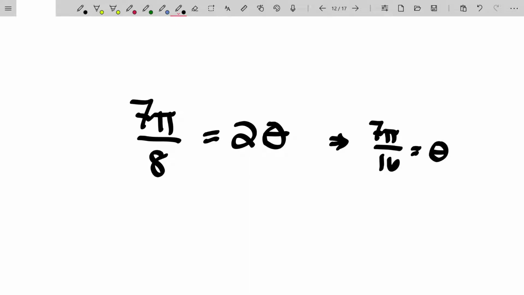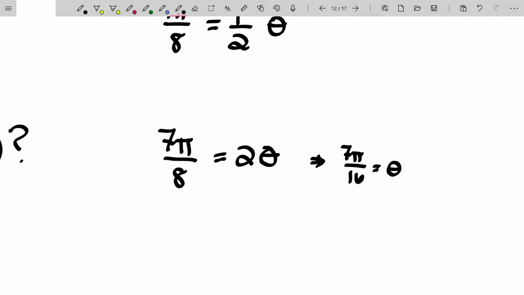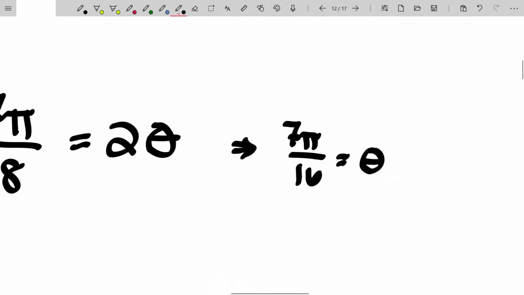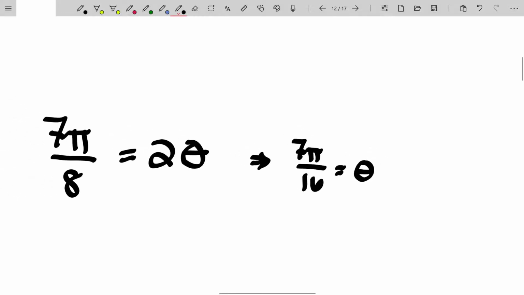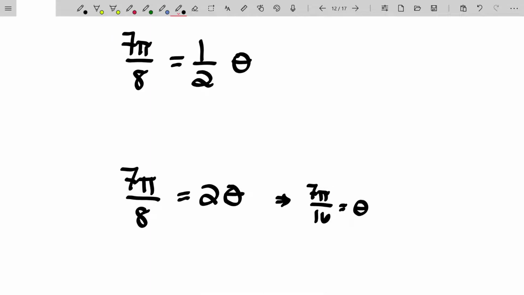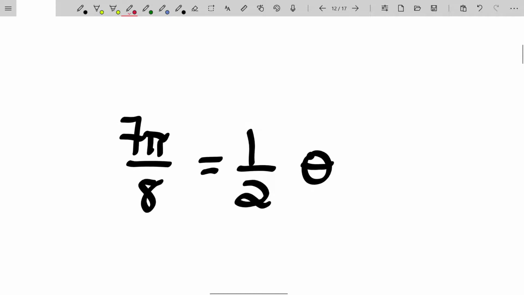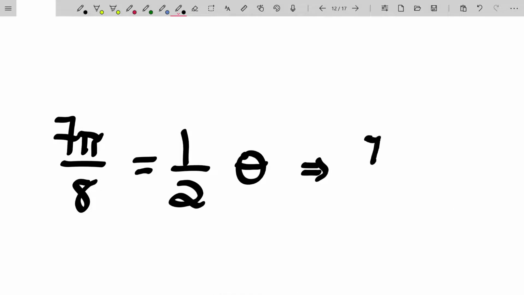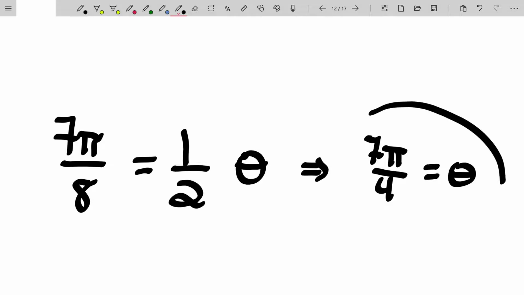And sorry to say, but that is definitely not a special angle. You can easily see there's no way to reduce that fraction, and it's not even a pi over 16 reference angle, but it's not a special angle. There's just nothing I can do with that. So that's not going to work for me. So let me go ahead and go to the top one. Let me multiply both sides by 2 and see what happens. If I multiply both sides by 2, I get 7 pi over 4, actually. And that has a reference angle that's special. That is a very special angle.